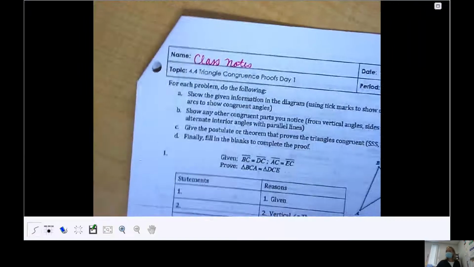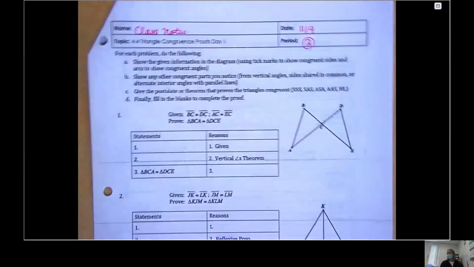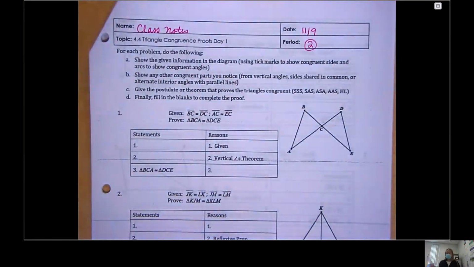All right, so put your name and today's date on the paper. It is the 9th. Okay, and today we're going to talk about proving that triangles are congruent.